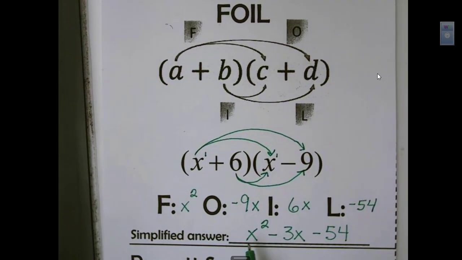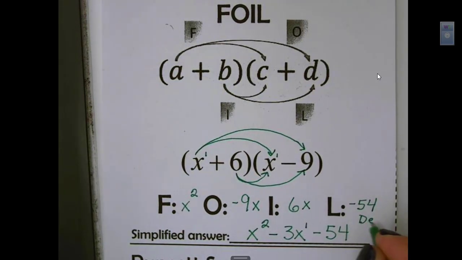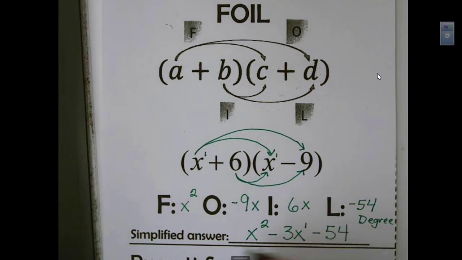So this becomes what's called a trinomial. This would have a degree of 2 because that is the term with the highest degree. This term would have a degree of 1, and the constant would have a degree of 0. So I'm just going to write that. This particular trinomial has a degree of 2.